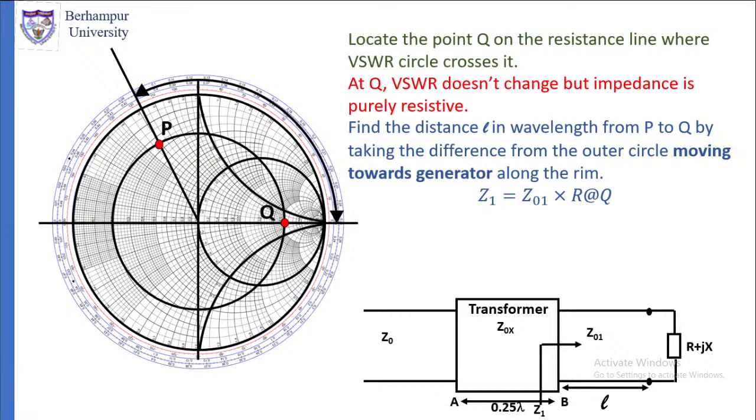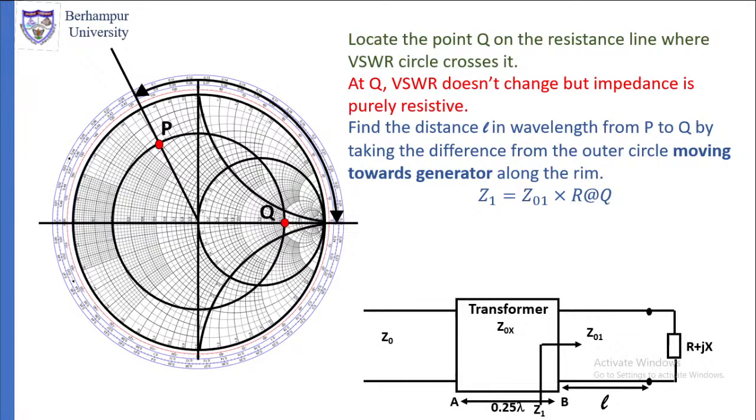Now at point Q, as you can see, on the horizontal line, the impedance is purely resistive. Therefore, at point Q, the impedance is purely resistive. Impedance will no longer be complex, it will be purely real. So from point P, move to Q. Now, how to find out how much distance we have moved? That is why we have extended from the center through point P a line to the outer rim.